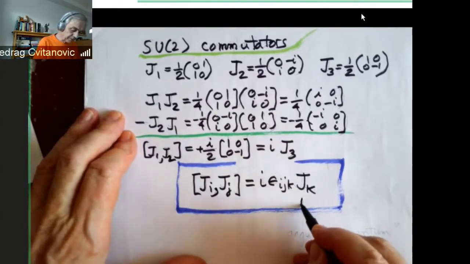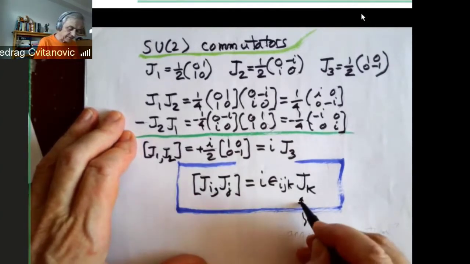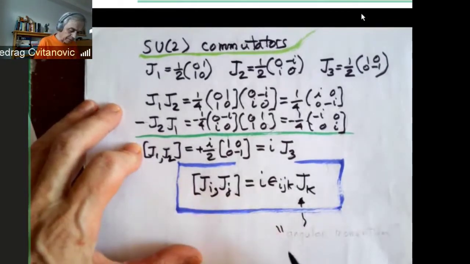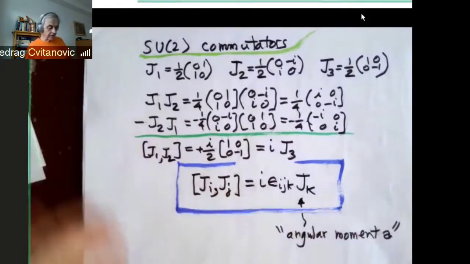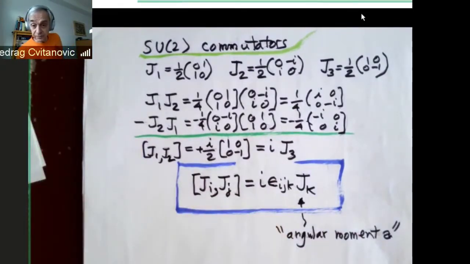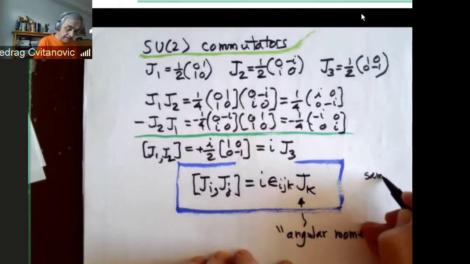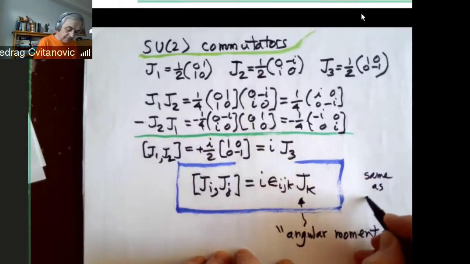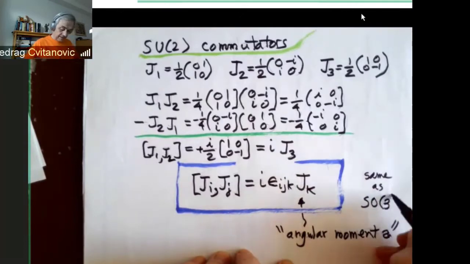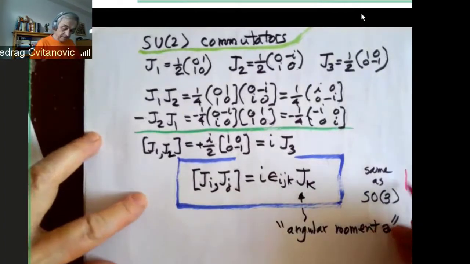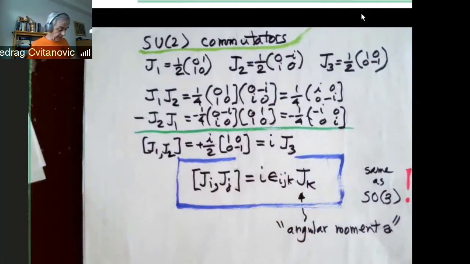But because in quantum mechanics one associates this with a sense of rotation, these guys are called angular momenta. And the remarkable thing about it is that the multiplication table, the structure constants of this SU2 thing, is the same as SO3. So on the level of Lie algebra, these are just two representations of the same thing.